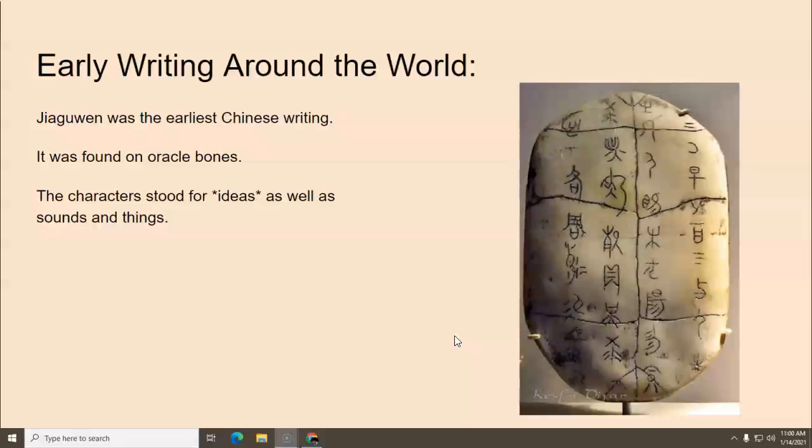This is Zhiguan, which is early Chinese writing. It was found on oracle bones, which are bones that they would toss in order to tell fortunes. And Chinese writing was a little different, because rather than Mesopotamian writing where you took the pictures and they became sounds, Asian writing is the characters are ideas. They are complex objects and ideas.